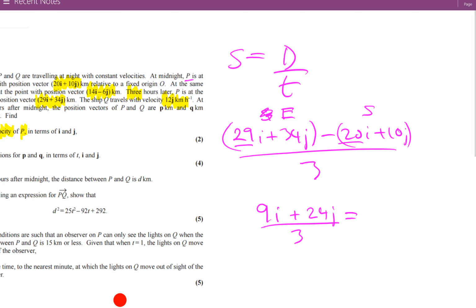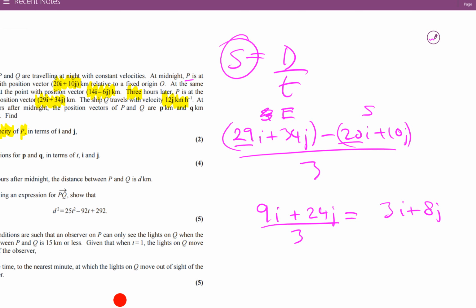Because the numbers tend to be nice. So, 3i plus 8j. And that is our velocity. What's the difference between speed and velocity?